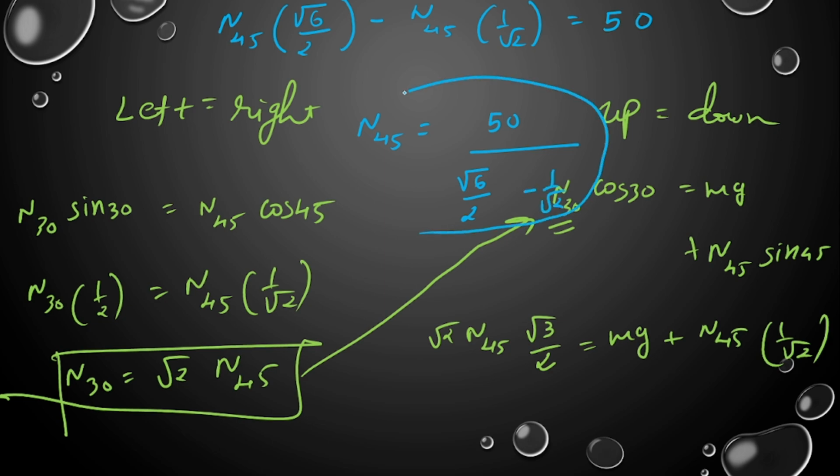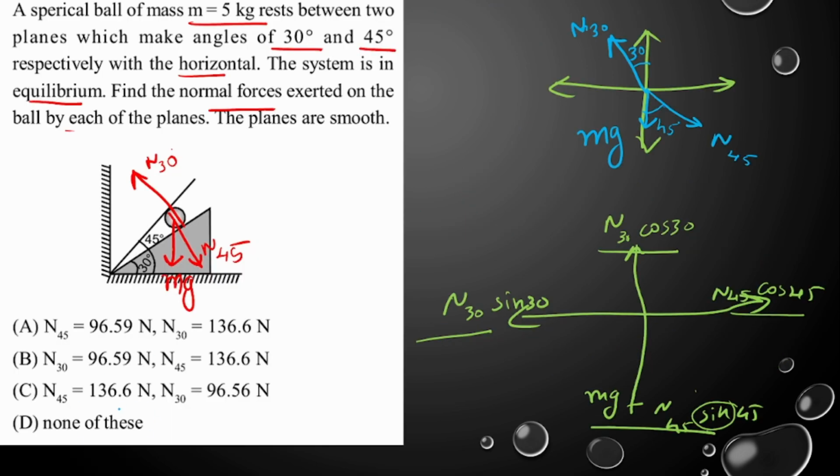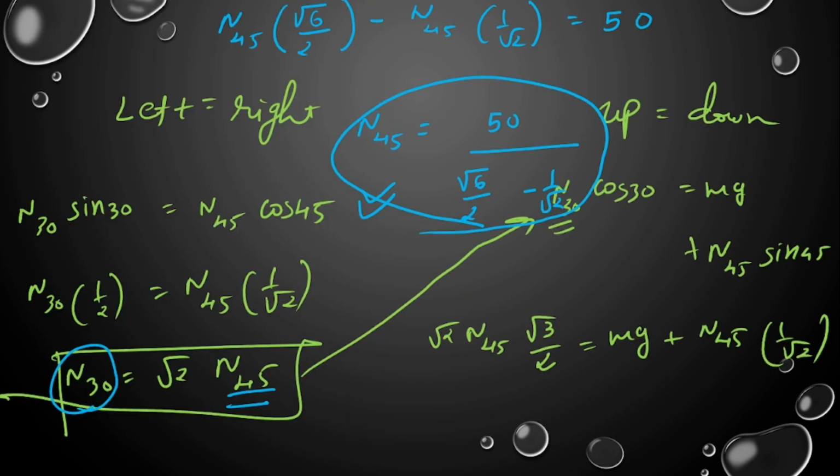So please solve this equation. You will get N45 and put the value of N45 over here. You will get N30 and you can compare it with your options. Okay, the question is not difficult, so just solve this question.